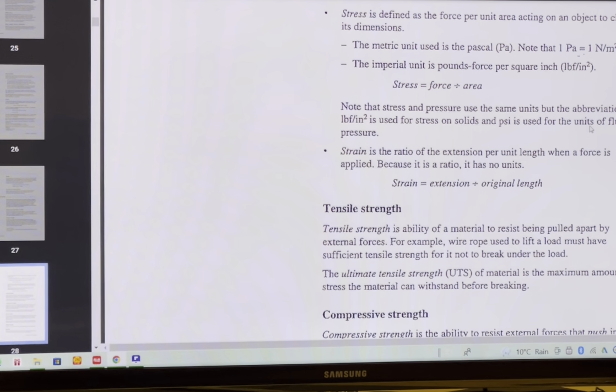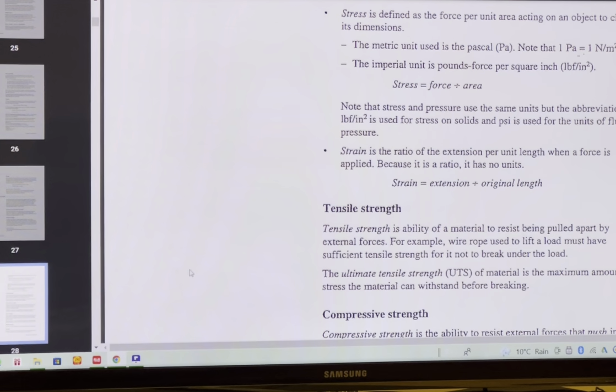Pound per square inch is used for the unit of fluid pressure. For example, your vehicle's front tires and rear tires use how much pressure? We use PSI. PSI is used for the unit of fluid pressure. PSI is often used, PSI is used for fluids.